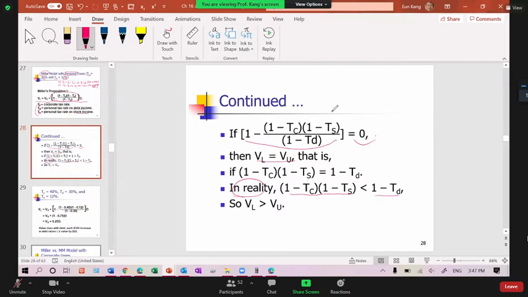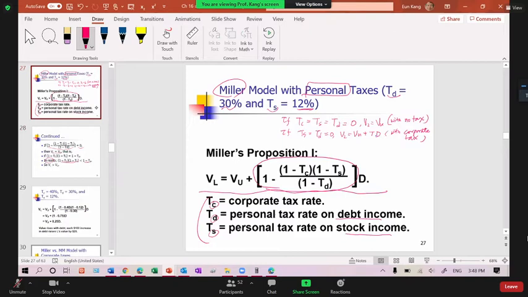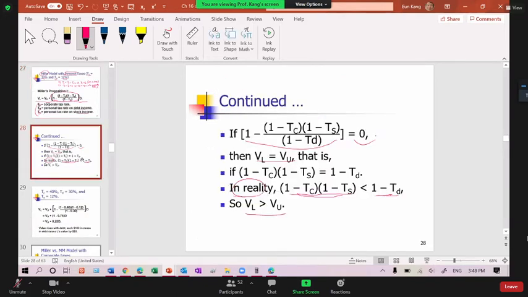So if this is less than this, then this one is less than 1. So 1 minus something less than 1 is positive. So according to this formula, the square bracket is positive. So positive times D is bigger than 0. So VL is greater than VU, right? So VL is greater than VU.